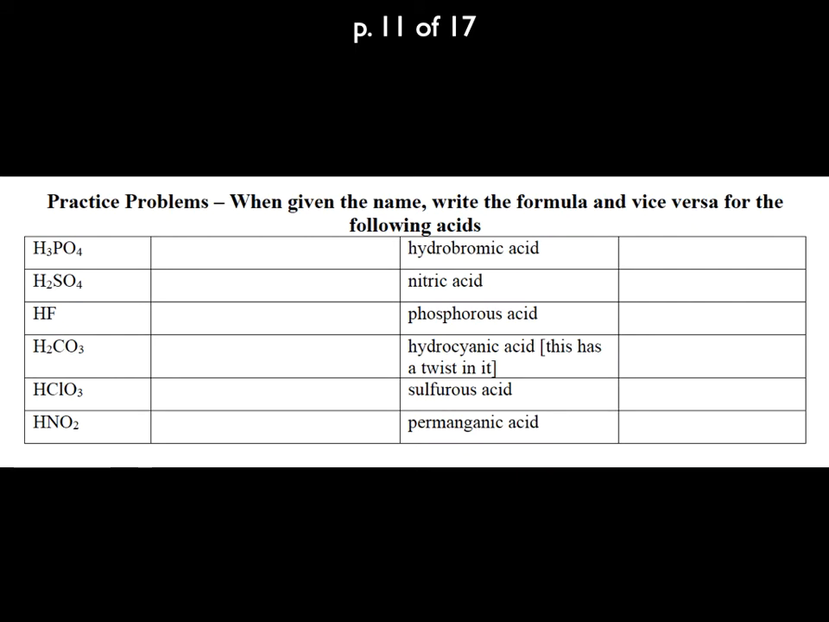All right, I want you to pause right now and try to do both the names and the formulas. When you're doing the formulas, you're going to have to balance the charges with H being a +1 charge. Okay, welcome back. If you did it properly, H3PO4 should be phosphoric acid. H2SO4, sulfuric acid. HF, hydrofluoric acid.